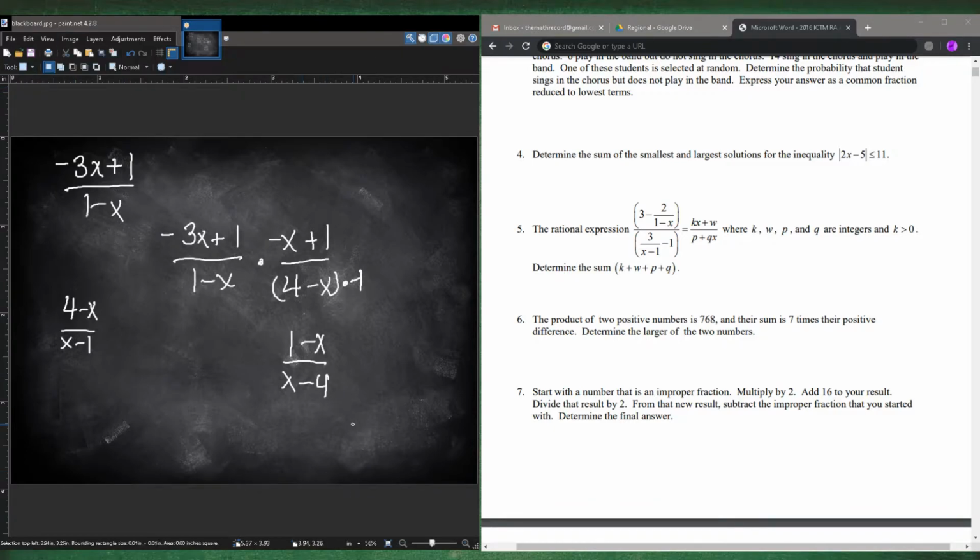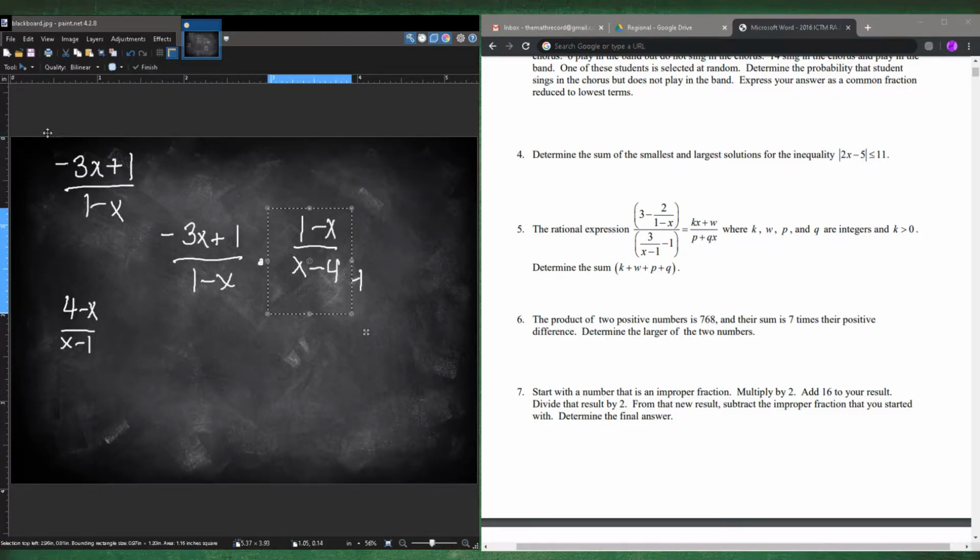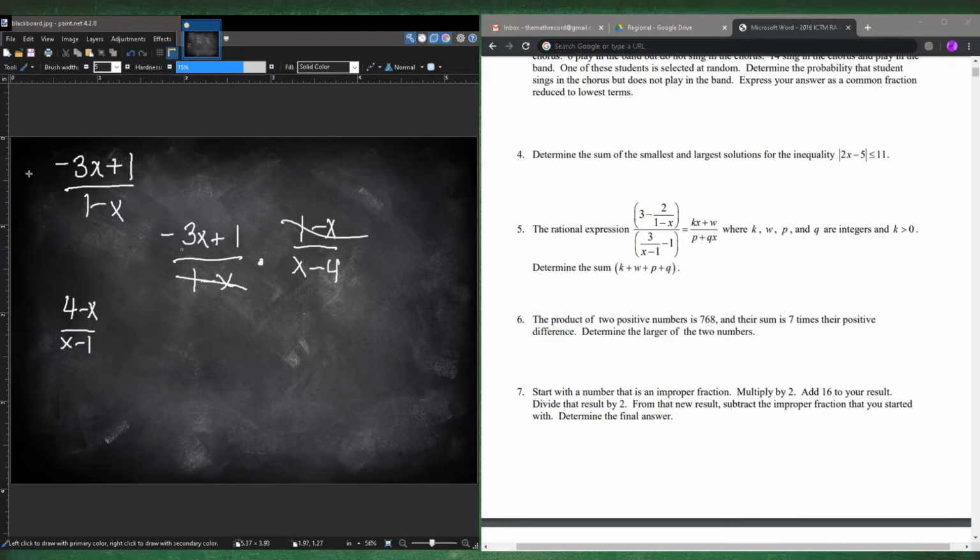So let's substitute that in. Okay, so we have this instead. So that means we could cross out the bottom, right? Because they're the same. So the top will be negative 3x plus 1 over x minus 4, right? And they said they wanted k to be positive. So we had to multiply the top and bottom by negative 1, which makes 3x minus 1 over 4 minus x, right? So what's k plus w plus p plus q?